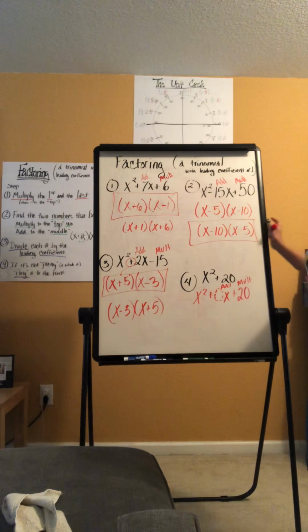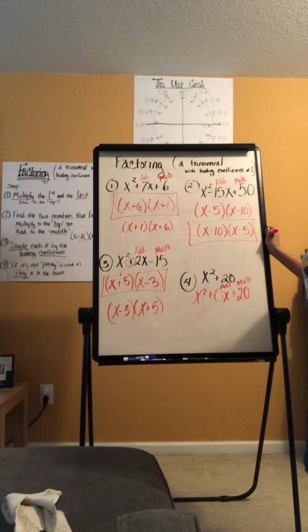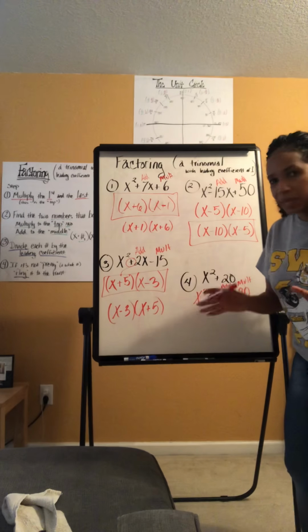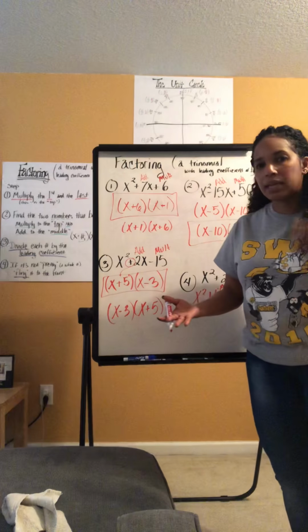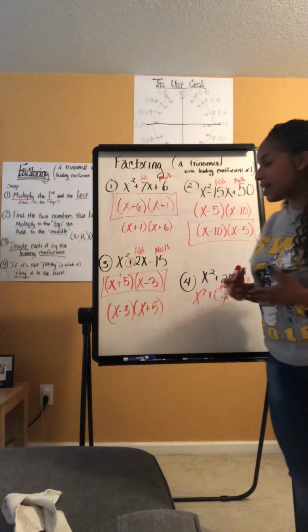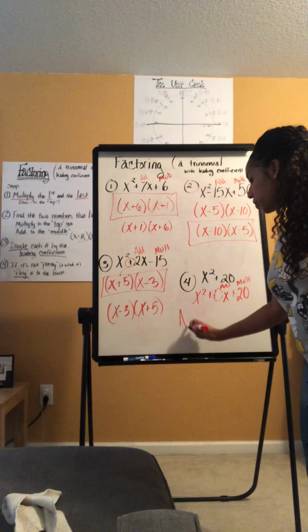Okay? We have 1 and 20. 2 times 10. Not going to give me 0. 4 times 5, that's close, but that's not going to give me 0. The only way I'll get a 0 is if I have the same exact number, right? Like one has to be positive and one has to be negative in order for me to add it up and get a 0. This is not factorable.